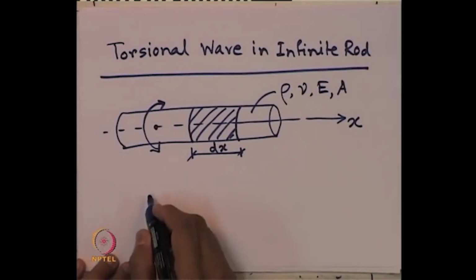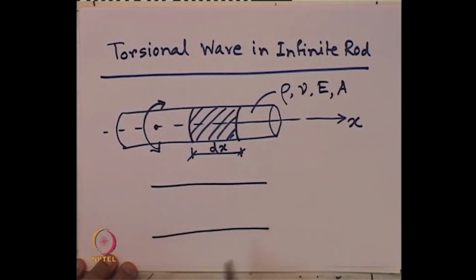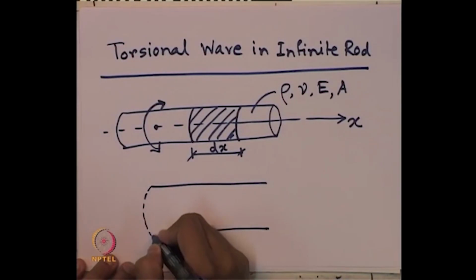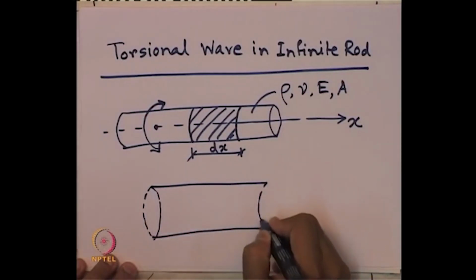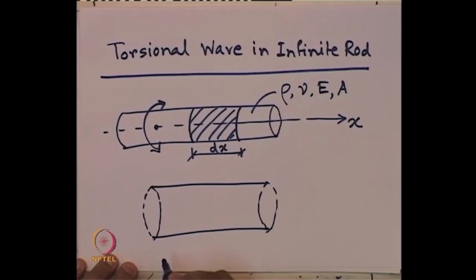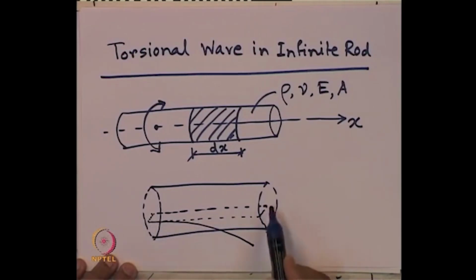Now, if I exaggerate this infinitesimal length once again, what can we write over here? We can see here on this end and this end, if I take the central axis over here, this central axis will get twisted or deformed like this. At this point, it will move in this direction, and further it will get inclined in this direction.